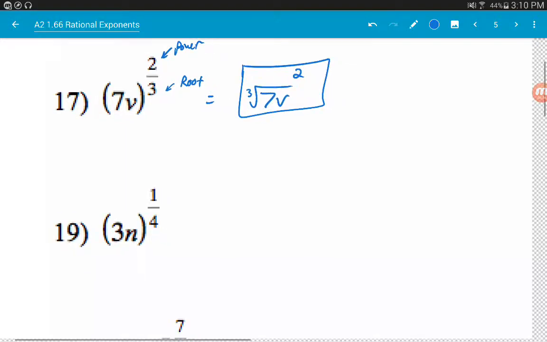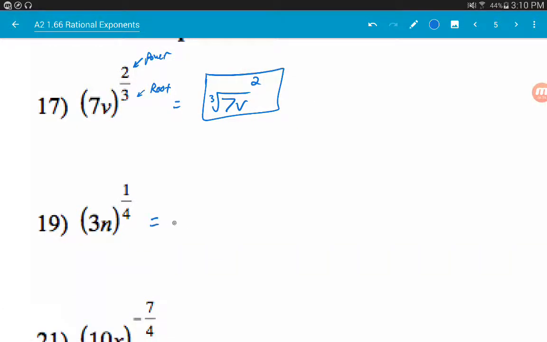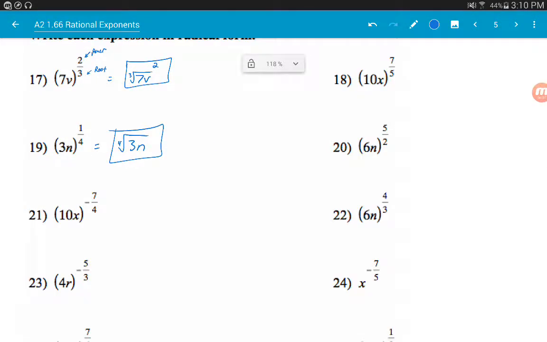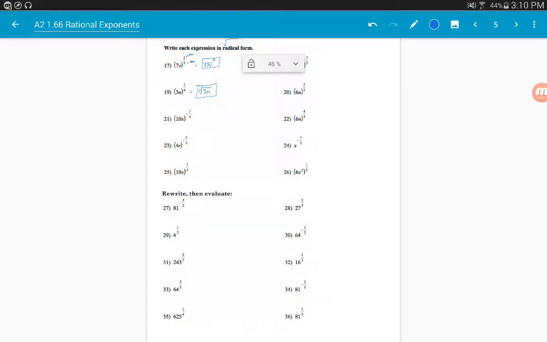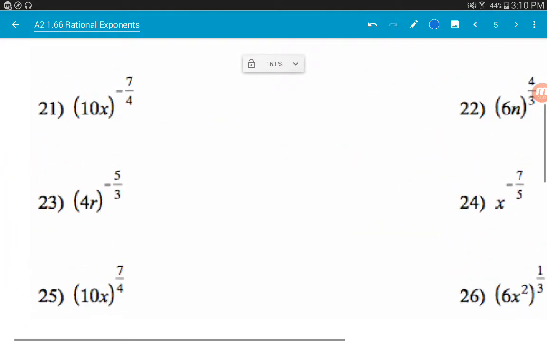Let's do another one. 19. I have 3n underneath a 4th root raised to the 1st power, which you don't actually have to write at all. It's usually like that. And let's do one with a negative. Do I have one that is separated? No. Okay, cool. So let's just do a negative, 21.